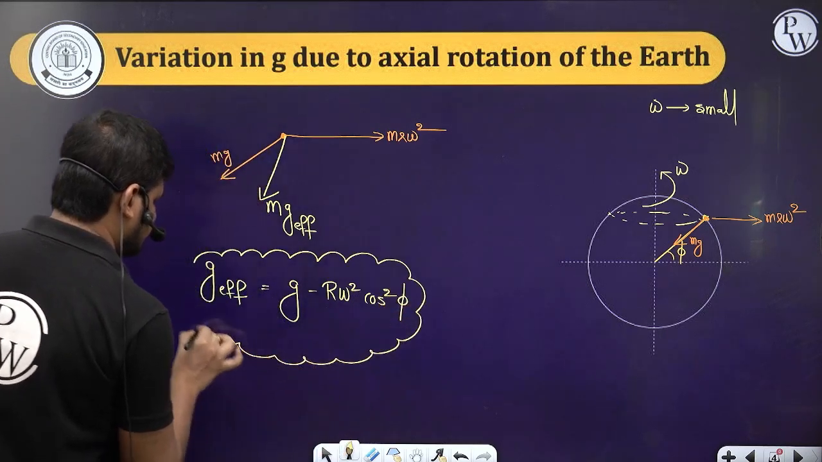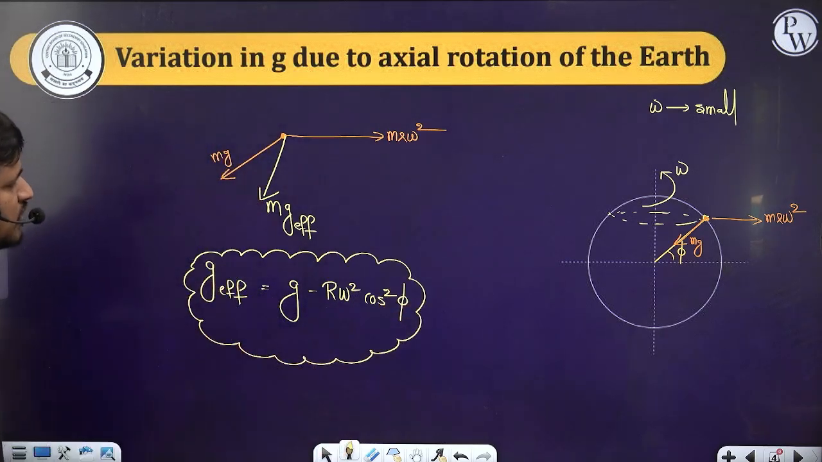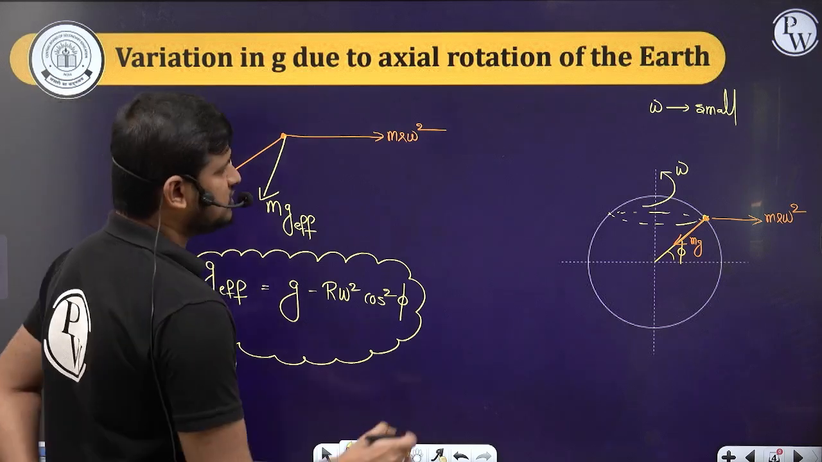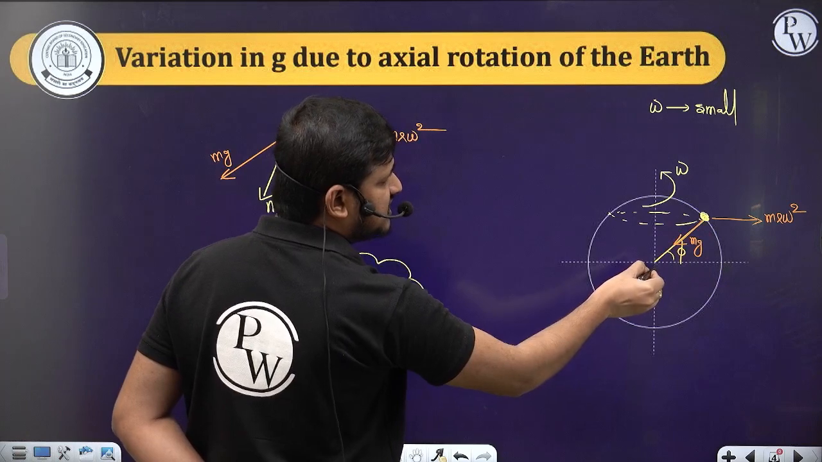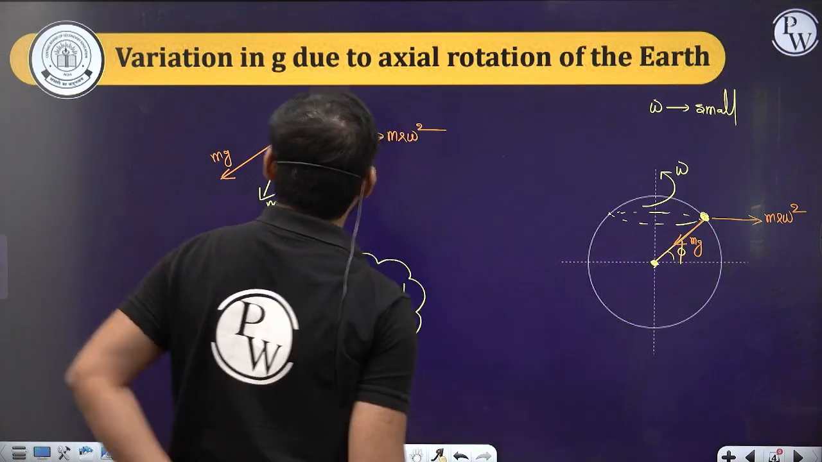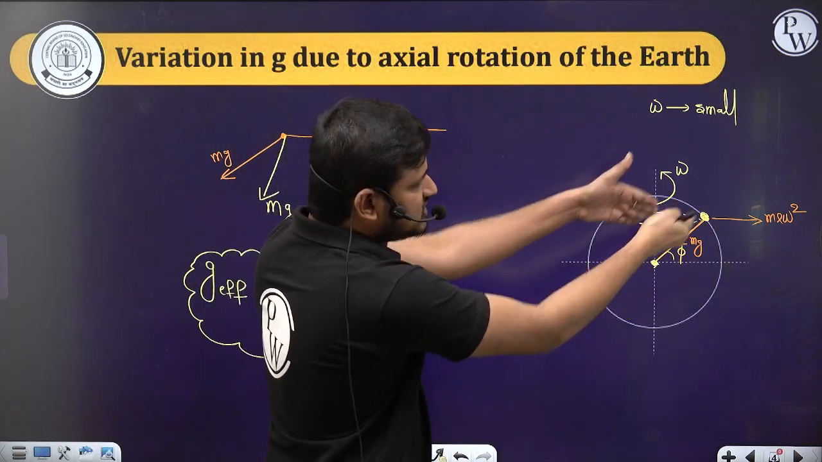So just note it down. Okay, so one more point that you should understand. The person who is standing here, his weight should be towards the center. This is the center of the earth, right? So his net weight should be towards the center of the earth.